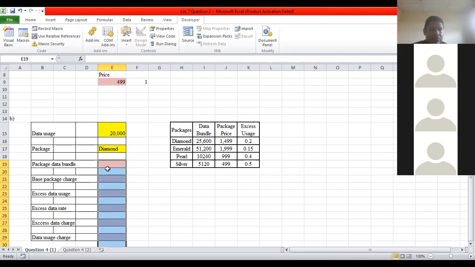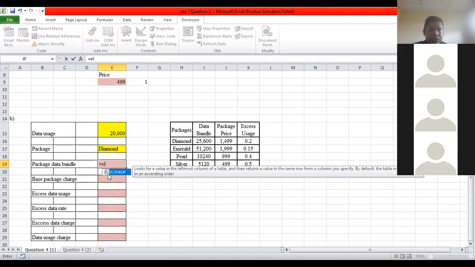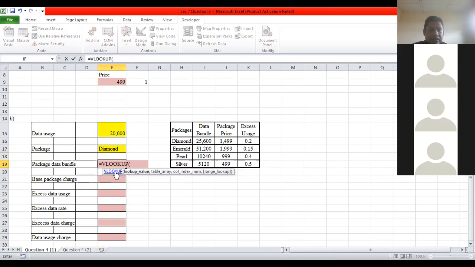Okay. So you have taken the package data bundle, and you would have applied your knowledge of VLOOKUP. You would have taken the VLOOKUP, and first you would have specified the lookup value. It has to be the package, no? Yeah, it's diamond. You search in the data set.